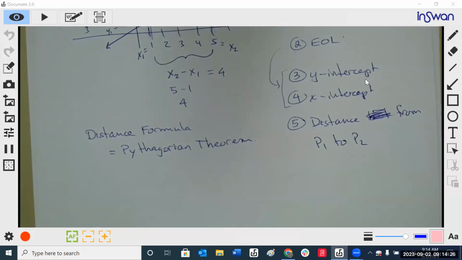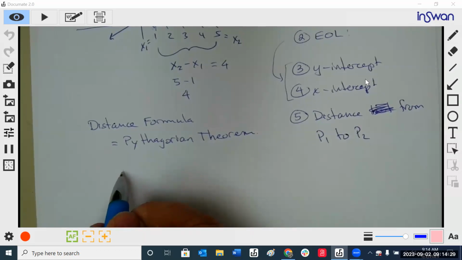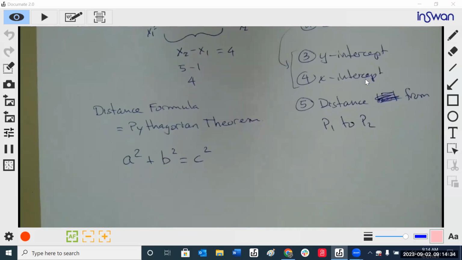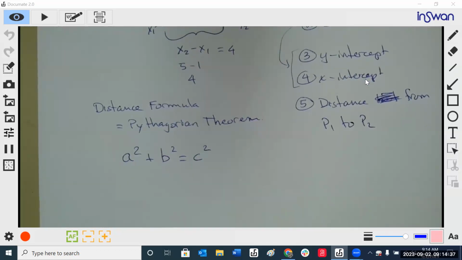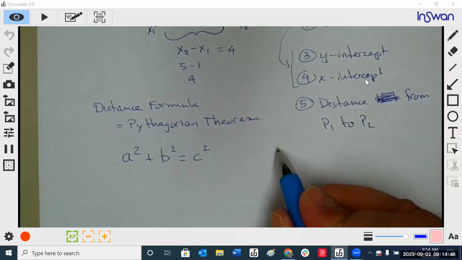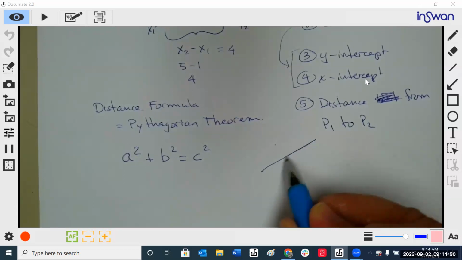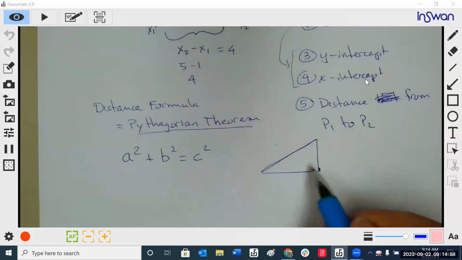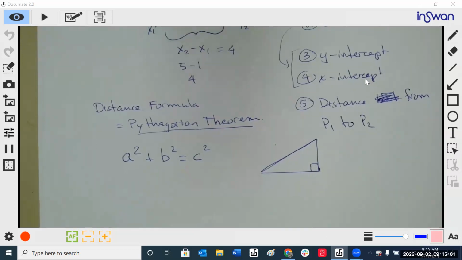You've heard of it before. You've seen it on shows and things. That's the one that says a squared plus b squared equals c squared. The sum of the squares of the two legs equals the square of the hypotenuse. The Pythagorean theorem only works on right angles. In other words, it has to be 90 degrees.